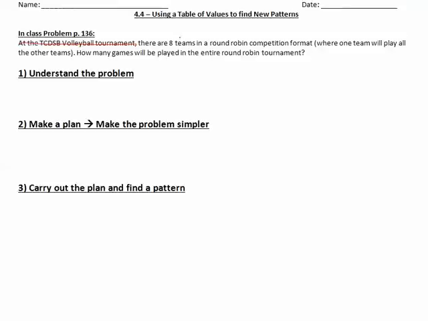So we do know that there are 8 teams in what we call a round robin competition format, and we do need to understand what that means. That means one team will play all the other teams. So that means that they won't be separated into pools, where one team will only play a smaller number of games, and then there's playoffs. But in this case, everyone plays everybody else.